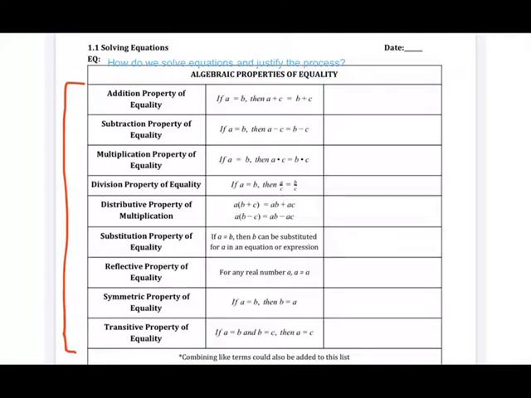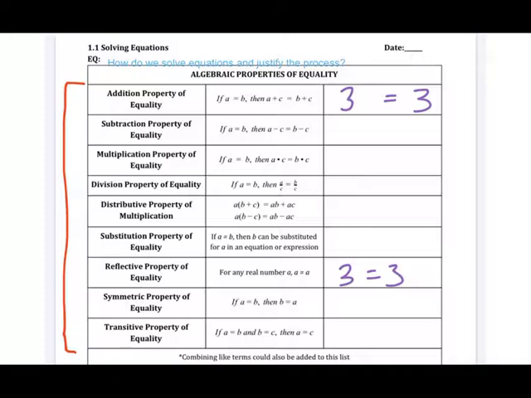So let's think about this in terms of numbers. We know that 3 is equal to 3. That makes sense. Everything is equal to itself. That's actually this reflexive property down here. So we're going to write that in right there. Anything is the same as itself, the reflexive property.